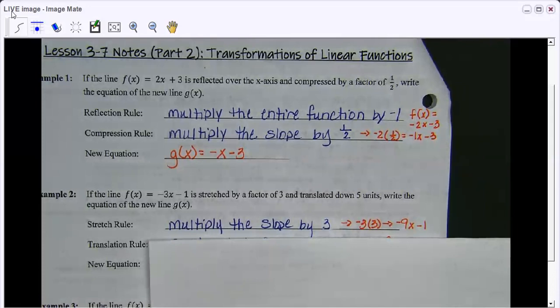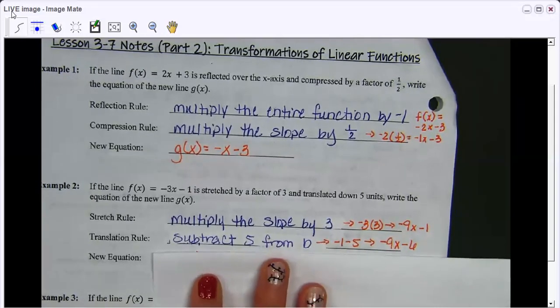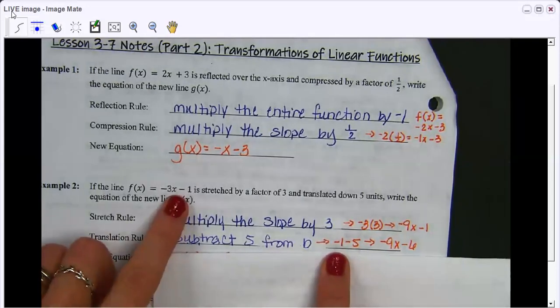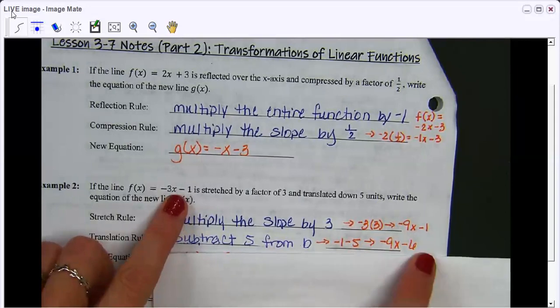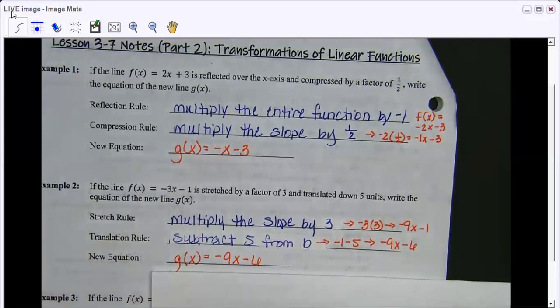Okay. And then can someone tell me what the translation rule is? So in this case, what are we going to do? Yes, we're going to subtract 5 from the y-intercept, or I put from b, because that's just shorthand for me. So when I take my -1, my original y-intercept, and I subtract 5, I get a -6. So your new equation is -9x minus 6.